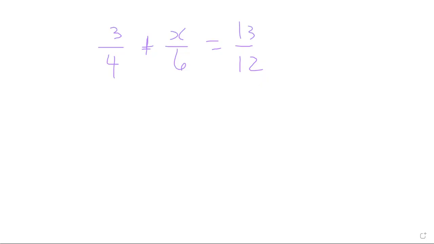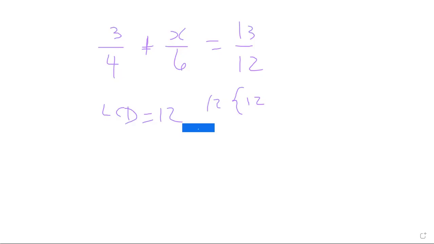We're trying to use the LCD method. So we find the LCD for 12, 6, and 4. 12 is the largest number, so I'm going to use 12. Oh, 4 would go into 12, right? 4 would go into 12 evenly. 4 times 3 is 12. 6 will go into 12 two times. 12 will also go into 12. So the LCD is 12.